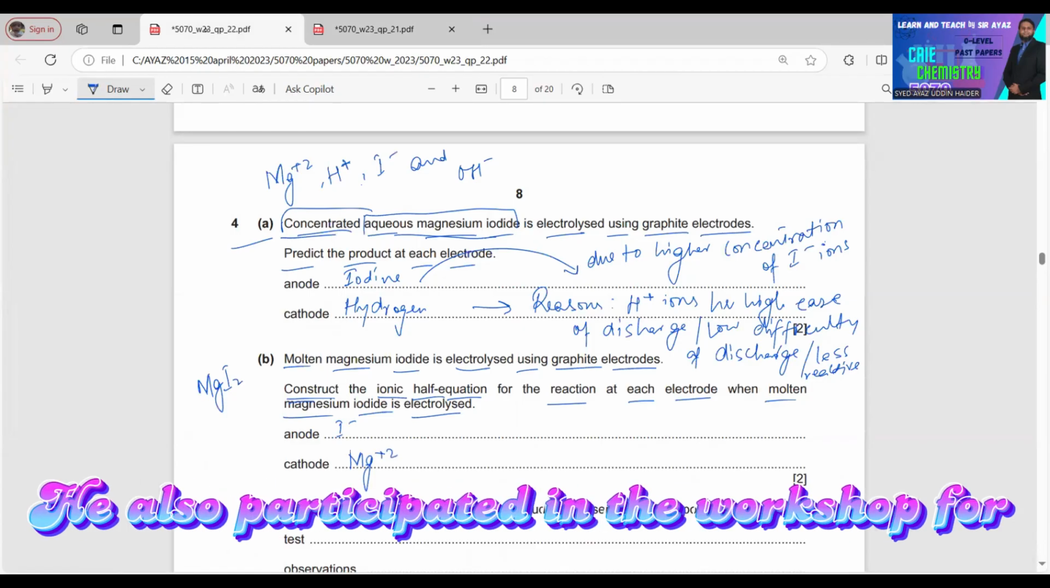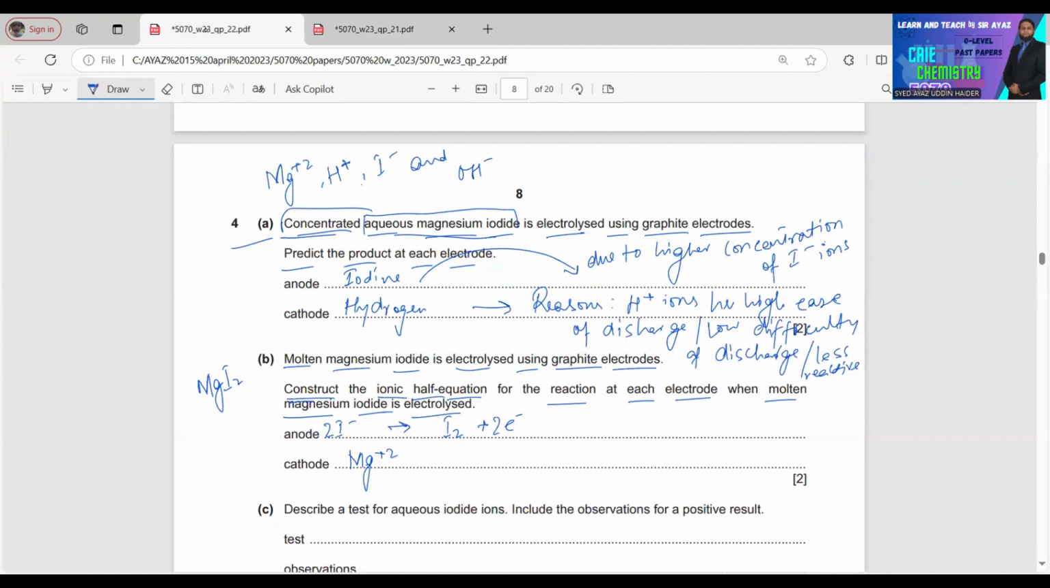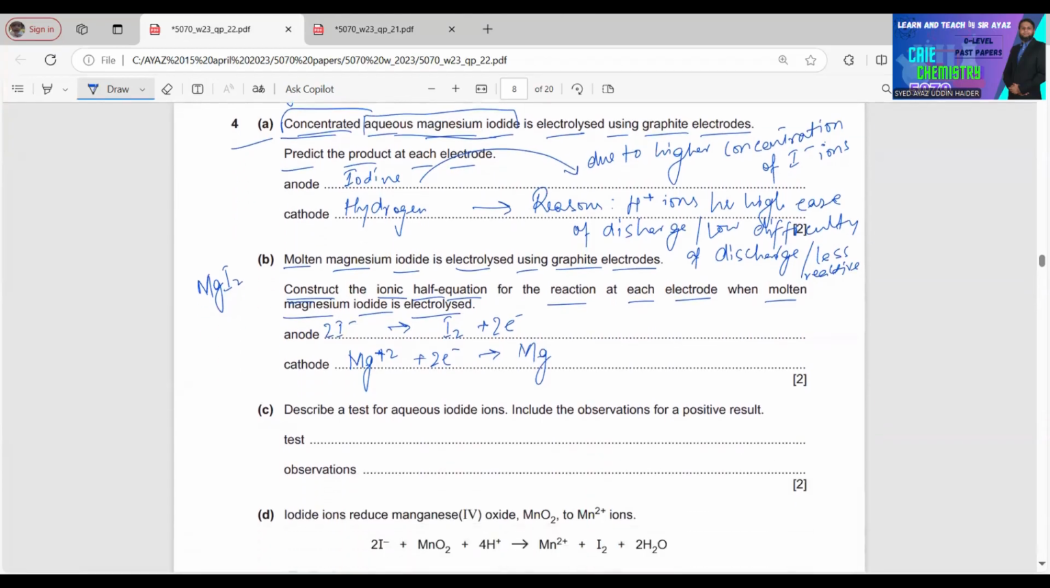At the anode, there's a loss of electrons. So the iodide ion will lose electrons, producing iodine, I2. Let's balance the equation. I will place 2 before I- and 2 before electrons. What about Mg+2? It will gain electrons. It has a +2 charge, so it must gain 2 electrons. So I will write Mg+2 plus 2 electrons gives Mg. This is what you will get at the cathode.